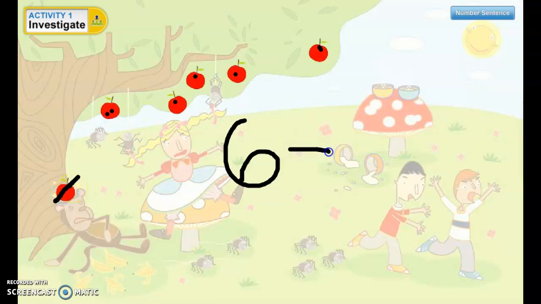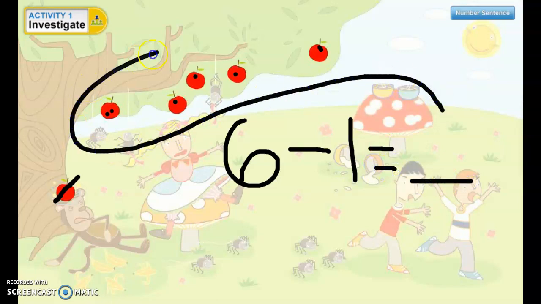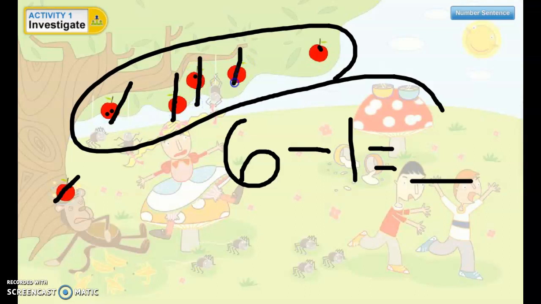So I'm going to do my subtraction symbol for take away or minus, and I'm going to take away 1 because there's 1 apple that fell. The rest are still in the tree. So now that I've taken away this one, I need to figure out what 6 minus 1 equals. I'm going to do that by looking at how many apples are left. So let's count together. 1, 2, 3, 4, 5. So 6 minus 1 equals, down and around, put a hat on top, and look what you found, 5.